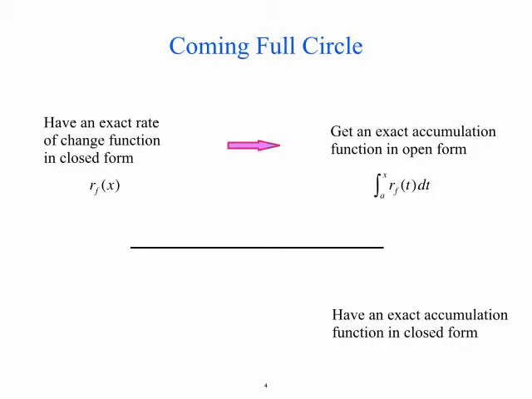Then we switched gears, and we looked at the reverse problem, where I give you an exact accumulation function in closed form, and you find the exact rate of change function in closed form, right? The process we went through was to talk about average rate of change. Given your accumulation function, we found the average rate of change over intervals, and that gave us a step rate of change function, and then we let the size of the intervals get small, and that made the step rate of change function get really close to the exact rate of change function, right? So it's this reverse process.